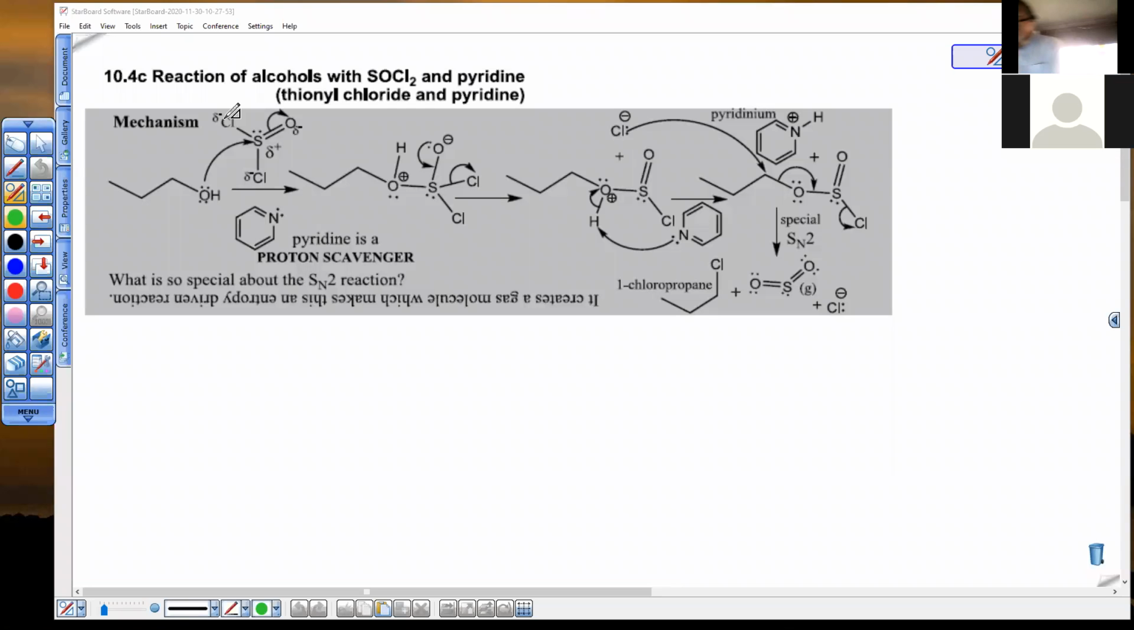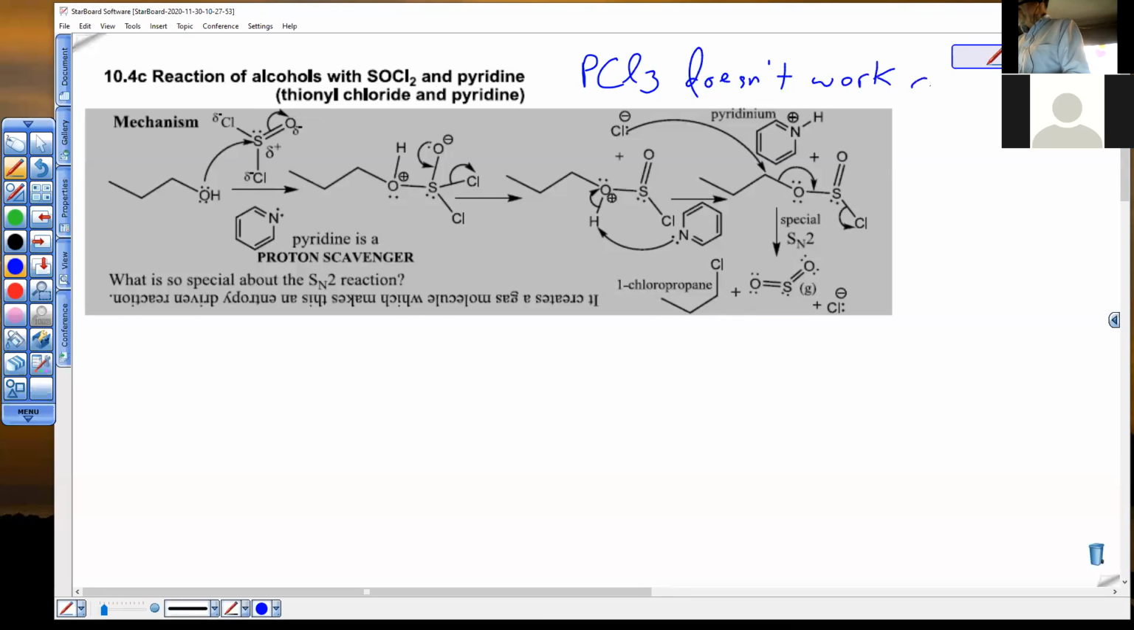Now we're going to explore how we can convert an alcohol to an alkyl chloride. Alkyl chloride down here. And we can't use PCl3. Doesn't work like PBr3 does. One big reason is right here in the previous mechanism. Just make a note, doesn't work. Sad.